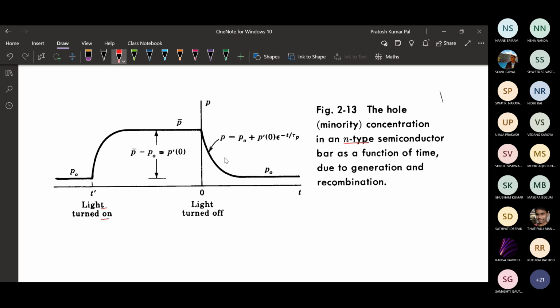Okay, but suppose at t equals 0, we have turned off the light. Once we have turned off the light, it is observed that whatever excess electrons and excess holes have been generated are going to decrease exponentially, and at a steady state it will finally reach the p naught value, the p naught concentration of holes only. Okay, so how this mathematics goes through, we will just analyze this.